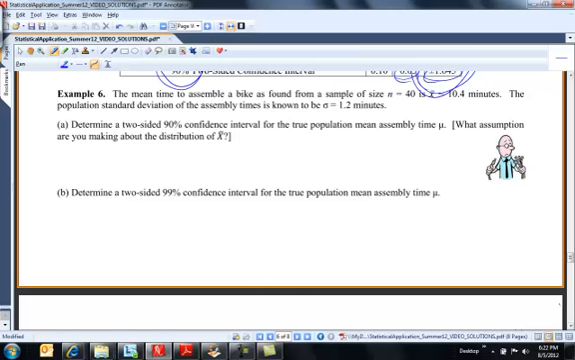So down here, mean time to assemble a bike for a random sample of 40. You ask 40 people to practice putting together a bike. You're not sure how long it's actually going to take, but you maybe want to put a confidence interval on the box, like here's how long it's going to take you. So here it was 40 people, and it took them 10.4 on average. That's the average for 40 people, and we know sigma is 1.2.